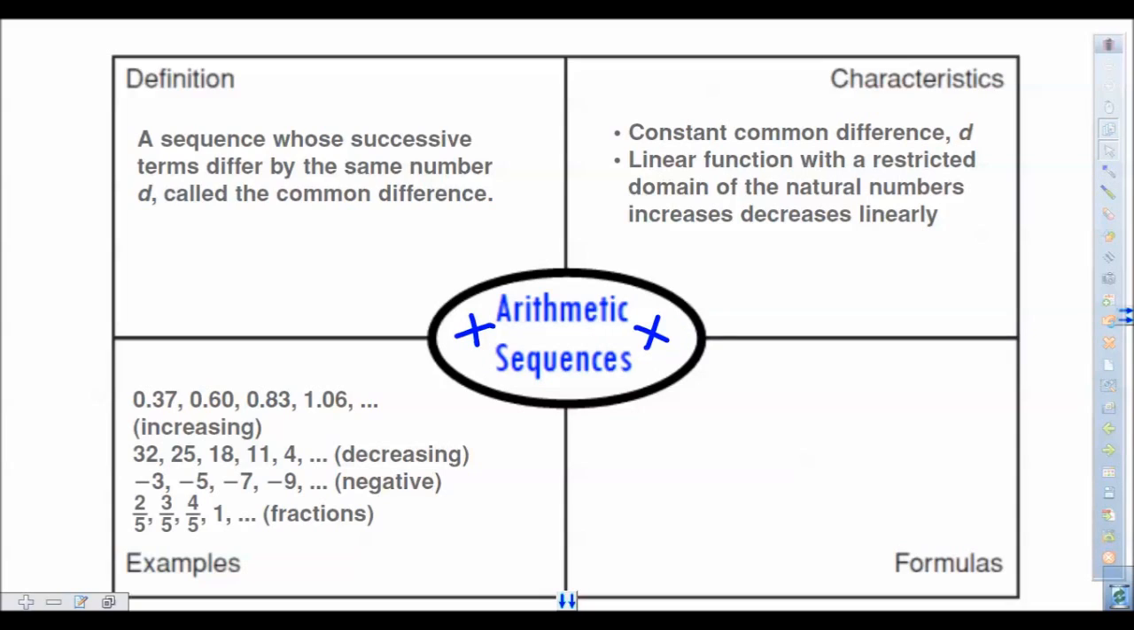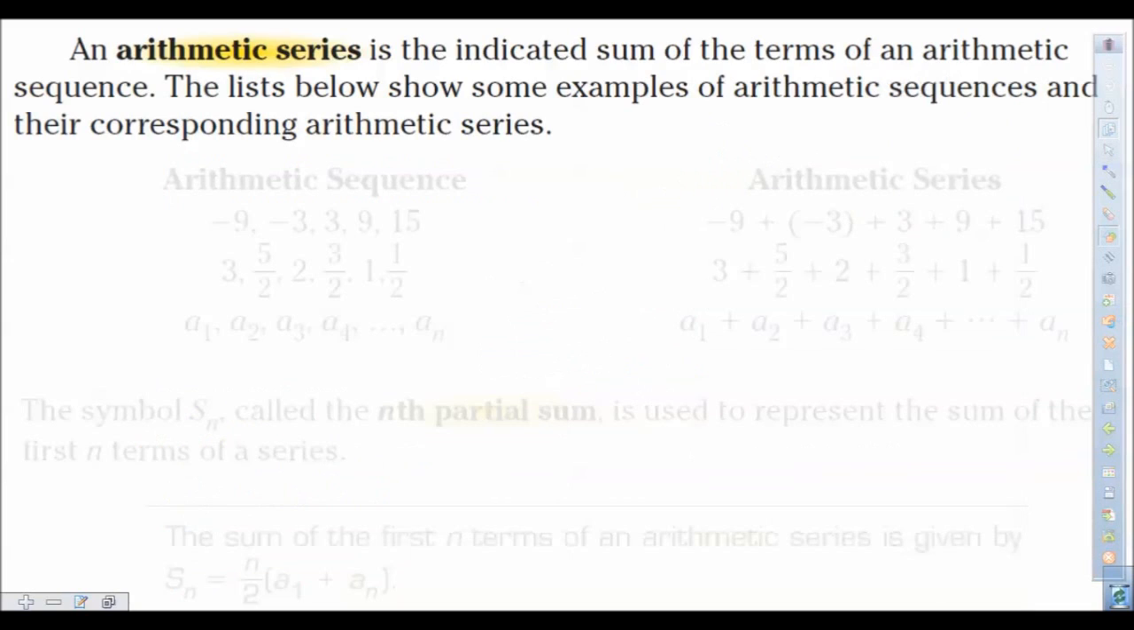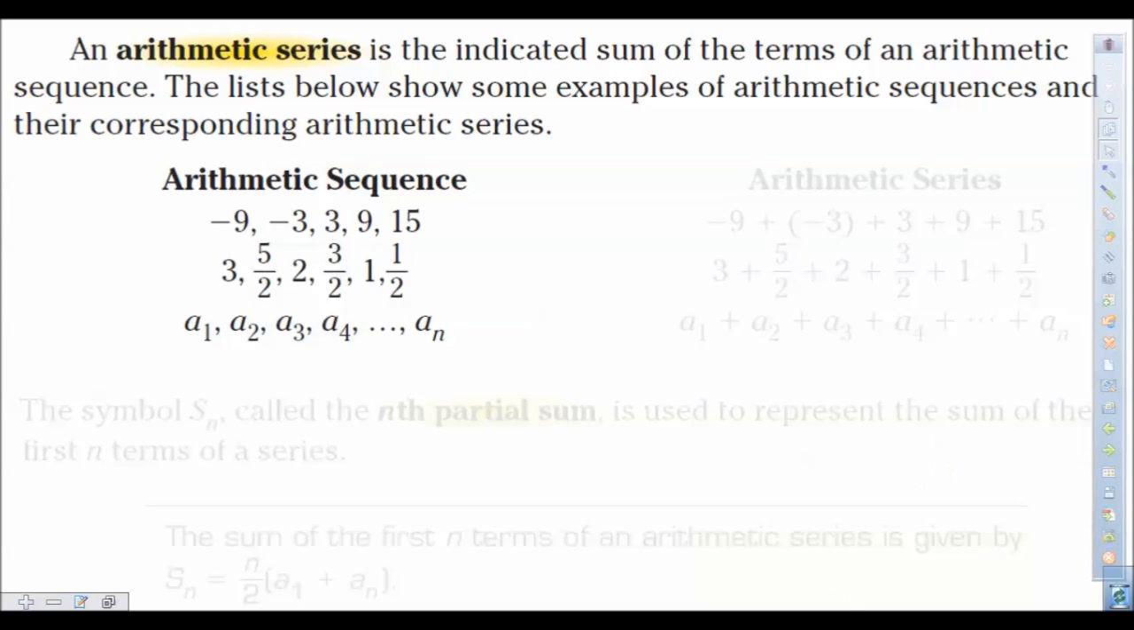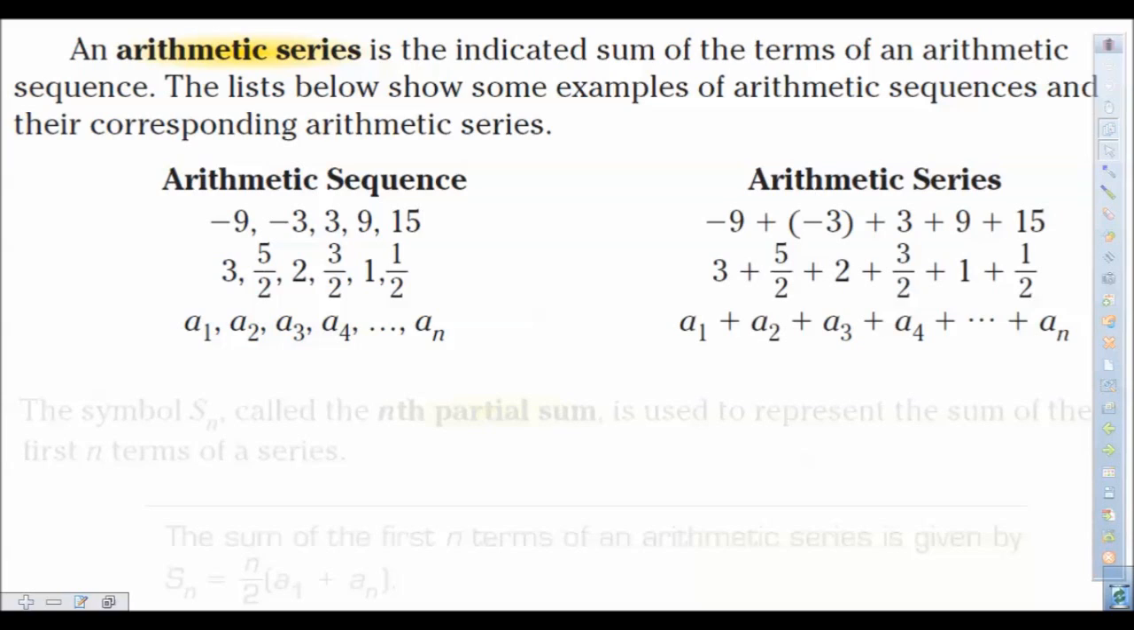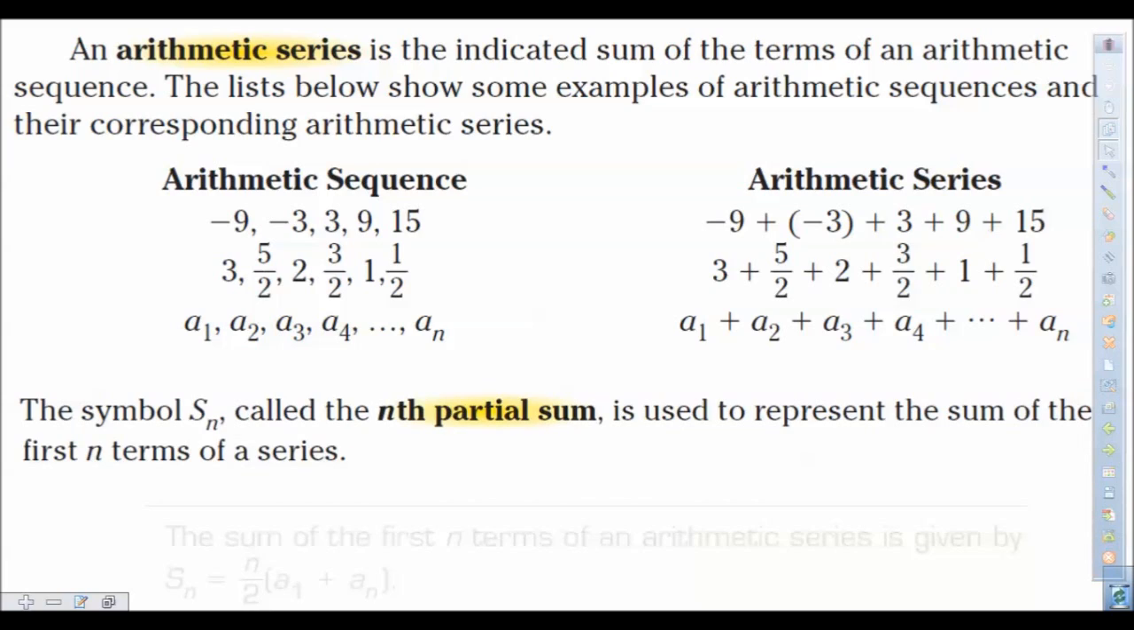So the formula that you use most regularly with an arithmetic sequence is this right here, the general form. Take the first term, add d, n minus 1 times. Now the arithmetic series is just the indicated sum of the terms of a sequence. So given whatever sequence that you're working with, you can find a series by just adding up all those terms in the sequence.